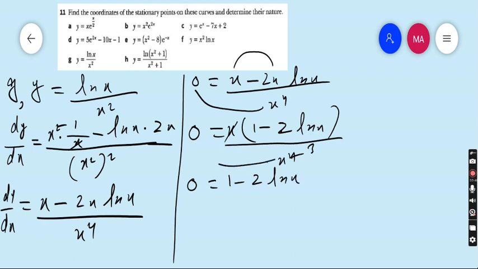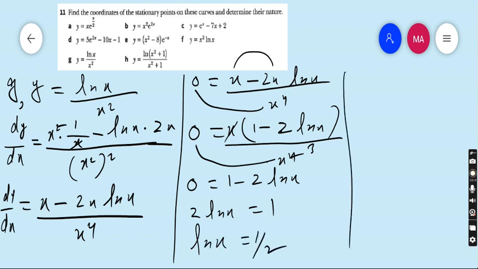This x cube must be multiplied by 0, so it is 0. Now 2 ln x is equals to 1. Ln x is equals to 1 upon 2. Taking e on both sides, so e power ln x is equals to e power 1 upon 2. Ln and e cancel, x is equals to 1 upon 2.